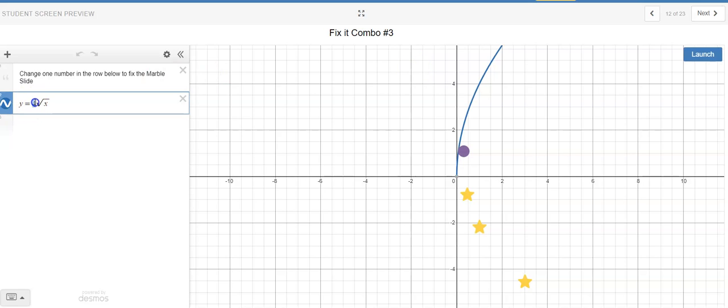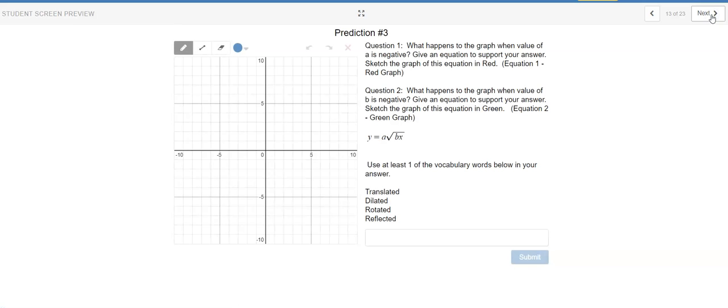Now we're changing the number outside the radical. And then you have a predict. So question 1, what happens to the graph if the A is negative? So what happens if this guy is negative? How does it change the graph? And you will graph it using a red graph.